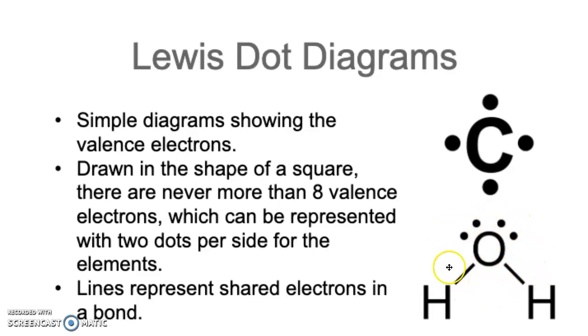So, in this compound, water, H2O, oxygen will have 1, 2, 3, 4, 5, 6 electrons around its shell, and hydrogen each has 1. And this is representing the shared electron for those 2 elements.